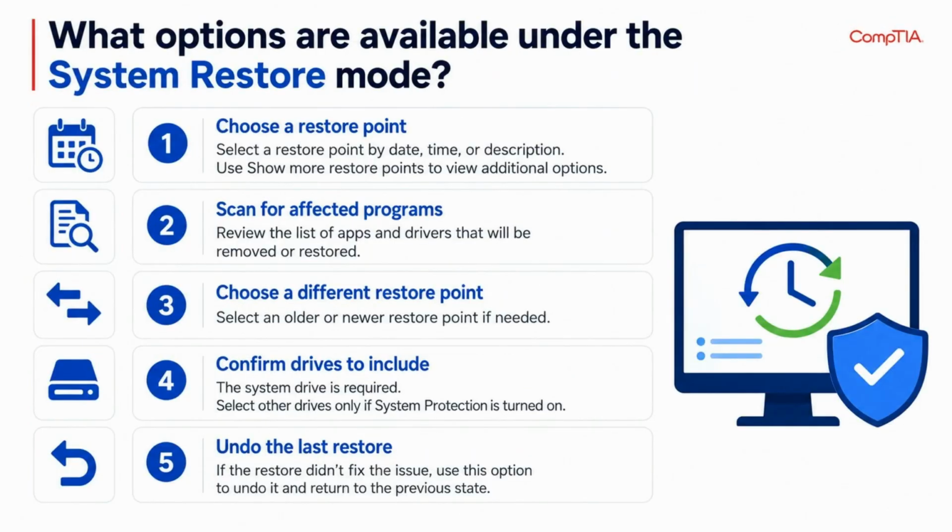When using System Restore, you can choose a specific restore point, scan for programs that will be affected by a rollback, select different restore points, confirm which drives to include, or undo your last restore if the initial process didn't resolve the issue.